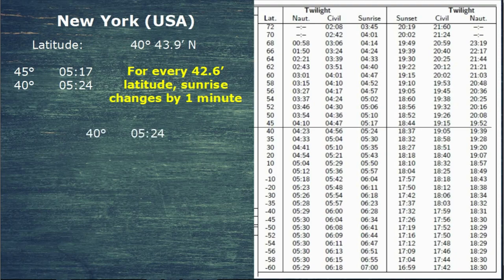And now our latitude is going to be near to 40 degrees. We're actually 40 degrees 43.9, and given that difference we can see it's going to be a 1 minute change in sunrise time. We can look at which way it's changing. So at 45 degrees the sun is rising earlier than it does at 40 degrees. So we're moving that way, so it's going to be 1 minute earlier than it is at 40 degrees. So at 43.9, the sun is going to rise at 5:23. But that's not the whole story.